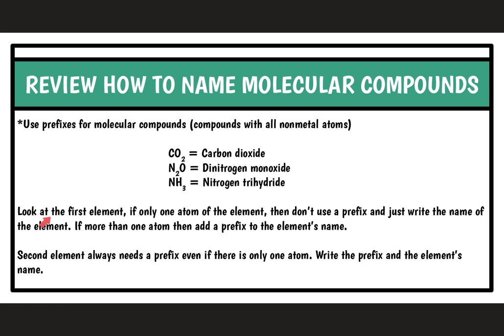So as you can see down here, I said, look at the first element. If there's only one atom of the element, I think I need to fix that, then don't use the prefix and just write the name of the element. If more than one atom, then add the prefix to the element's name. So you can see one atom, no prefix, more than one, prefix. The second element always needs a prefix, even if there's only one atom. Write the prefix and the element's name. And you can see down here, only one nitrogen, so we're going to go nitrogen, but there's 3 hydrogens, so we're going to say trihydride.